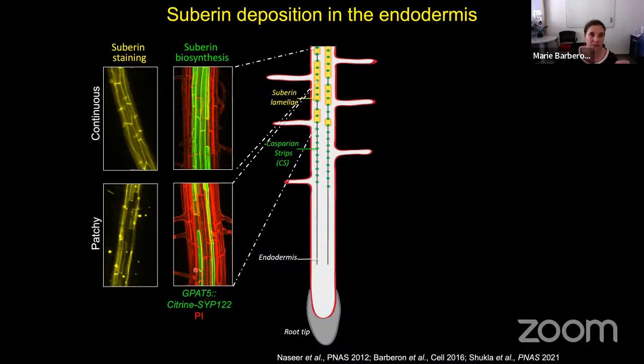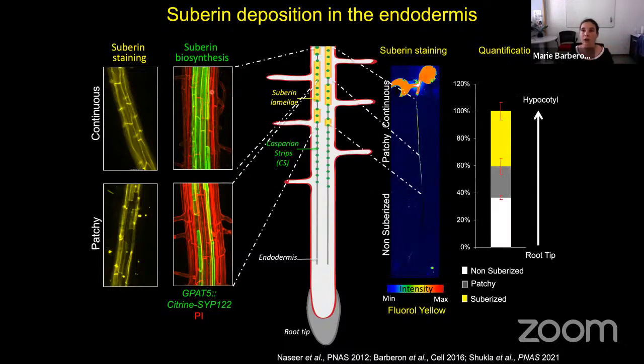And we have exactly the same pattern with this marker, because we again see first a patch of endodermal cells where there is suberin biosynthesis, and later on the whole endodermis does suberin biosynthesis. Now in my lab, we are more and more analyzing suberin with Fluorol Yellow staining on whole mount seedlings.